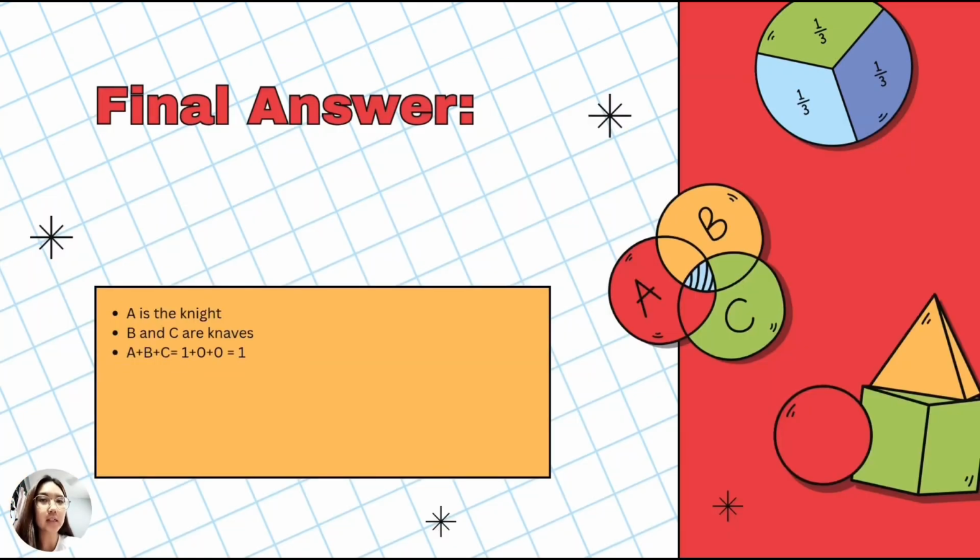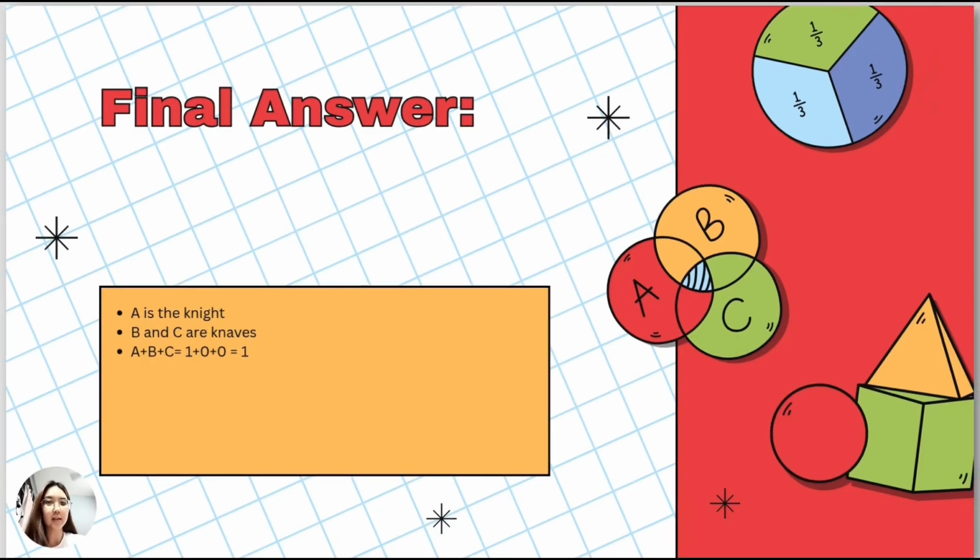So here is the final answer, as I mentioned just now: A is the knight, B and C are the knaves. So we sum them up, A, B, and C, and we get 1.